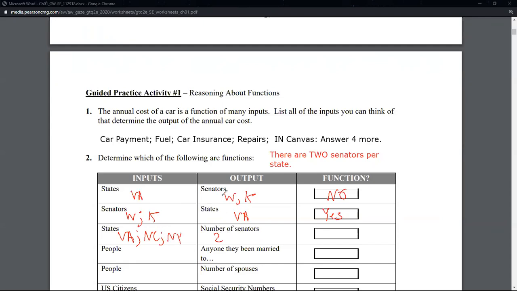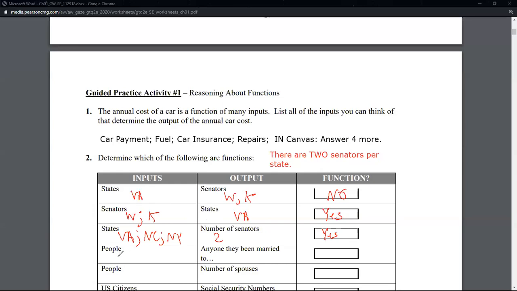And again, this is not asking for the names of the senators, it's asking for the number of senators. 2 is perfectly fine as an answer to be a function as long as it's the answer. As long as I'm not repeating inputs and getting a different output. So every time I plug in Virginia, I get 2, always. Every time I plug in North Carolina, I get one answer, which is 2, always.